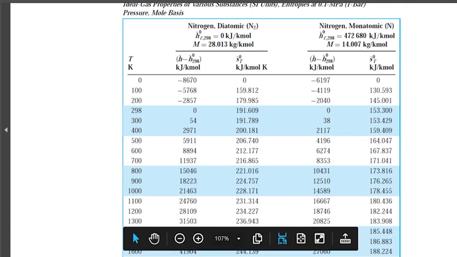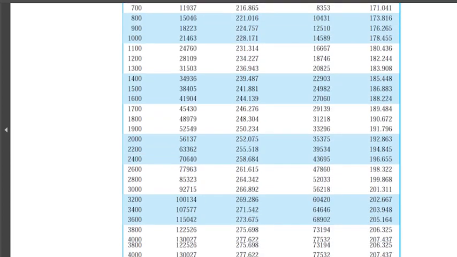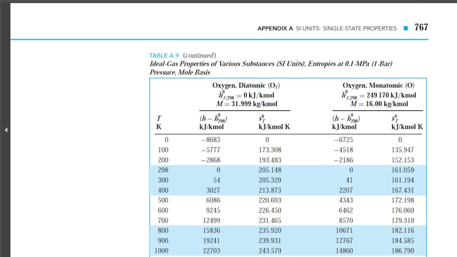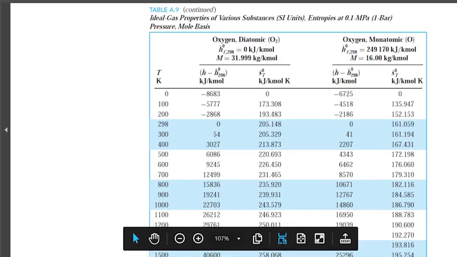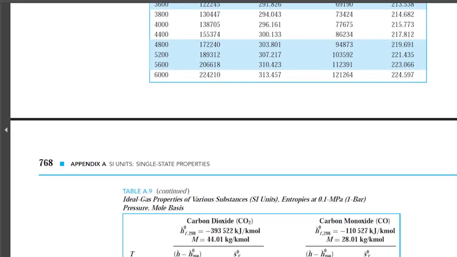And we will be doing the same for all of the substances in our output. So we are finished with nitrogen. Let's go to the next table. This is for oxygen diatomic. Let us interpolate between 22,703 and 26,212. We have a value of 25,270. Let's take a look at the other entries for this table.